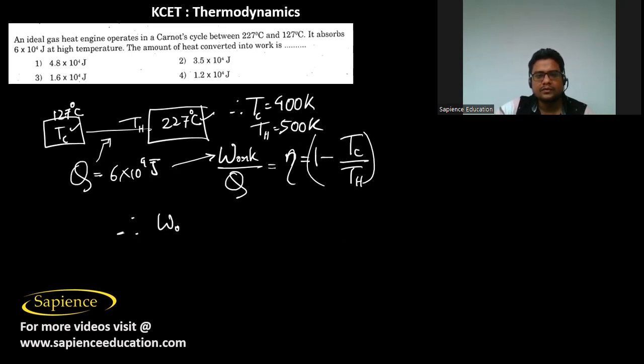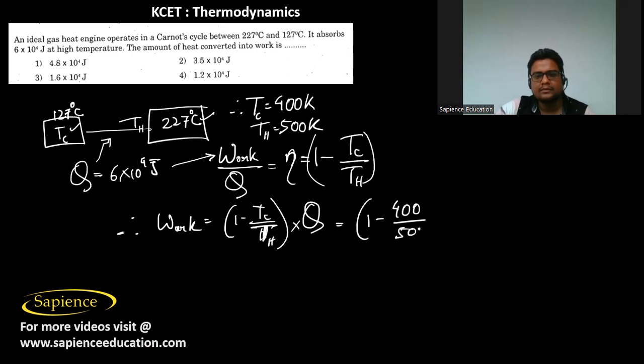So therefore, the work done will be equal to the efficiency, which is 1 minus Tc by Th, into the amount of heat which is being supplied. So that will be equal to 1 minus 400 by 500 into Q, that is 6 into 10 power 4 joule. So this will be 1 minus 4 by 5, that is 1 by 5, 1 by 5 into 6 into 10 power 4 joule.